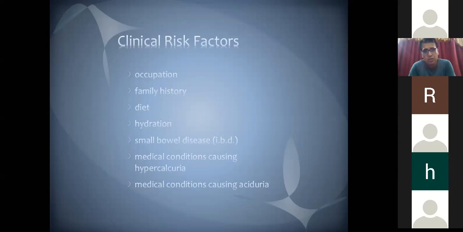This is the most common thing that is usually asked in your questions, that what is the clinical risk factors which causes stone formation? Either family history, the diet, the water intake, the hydration status of the patient, the kind of work the patient is doing, and what kind of occupation he is going through, or the small bowel diseases. Among them, the IBD is one of the common, and the medical conditions causing hypercalciuria, or the medical conditions which cause aciduria. These all, because alkaline urine, there are low chances of making stones, and with acidic urine, there are high chances of stone production.